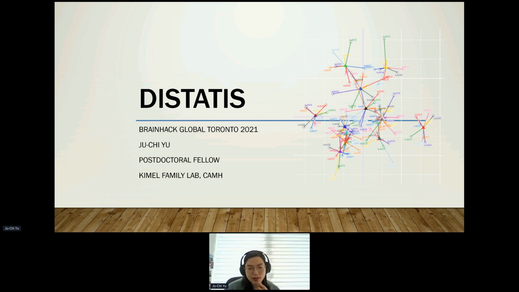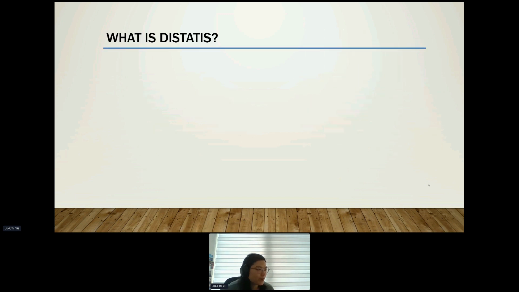So today I'm going to share about this tool. I think several of you might have already known it from Derek and Jenny. So this is called DiSTATIS, and it will give you a beautiful firework plot like what I have right here. So I'm going to walk you through what DiSTATIS is doing and what we will see from the output and the resources.